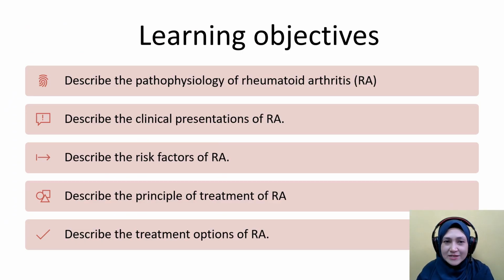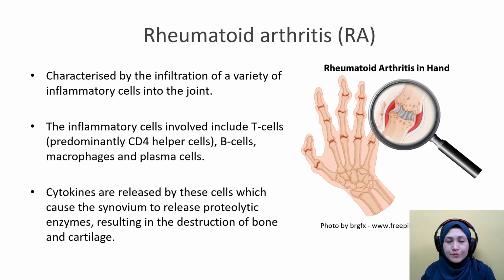So the learning objectives are to describe the pathophysiology of rheumatoid arthritis, describe the clinical presentations of RA, the risk factors, principle of treatment for RA, and also what are the treatment options available for RA.